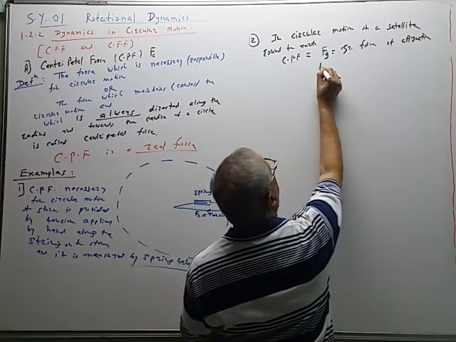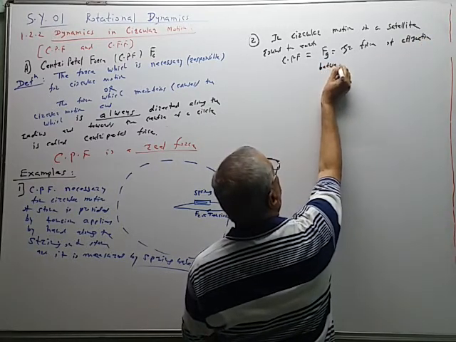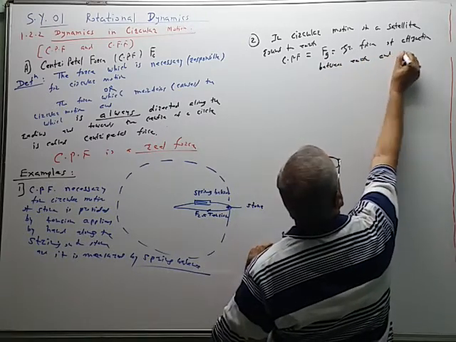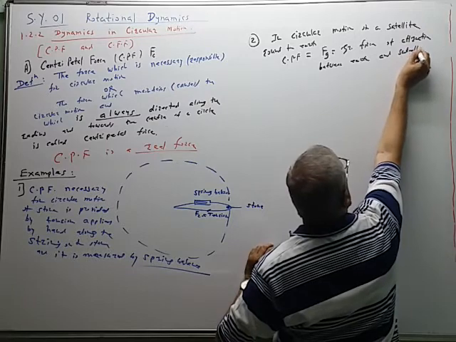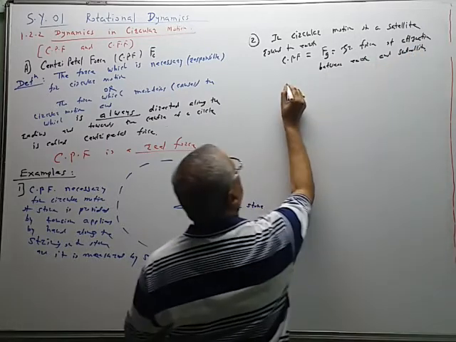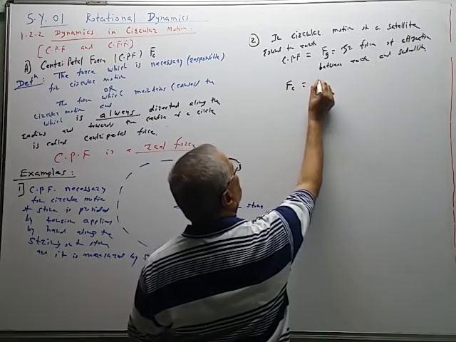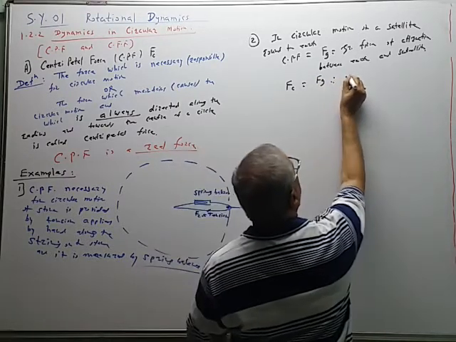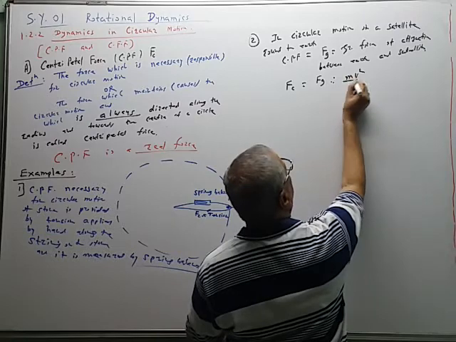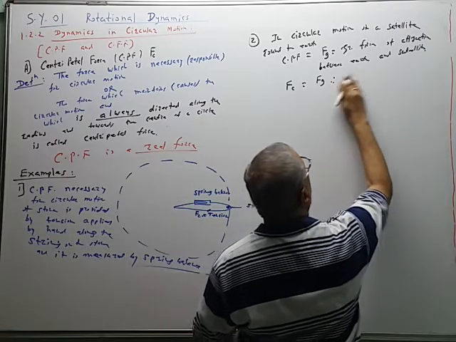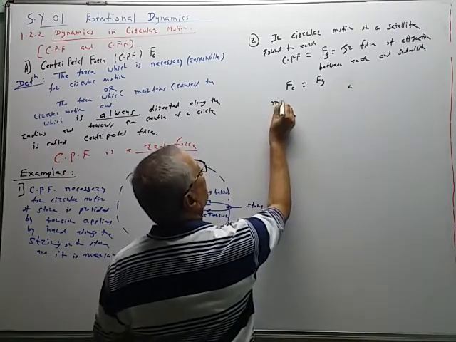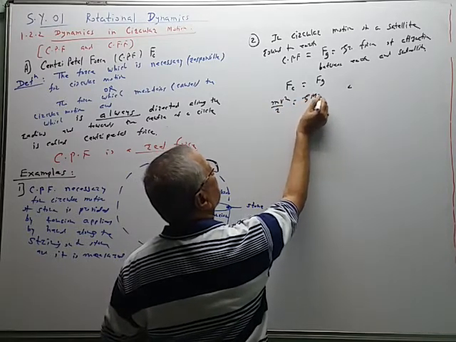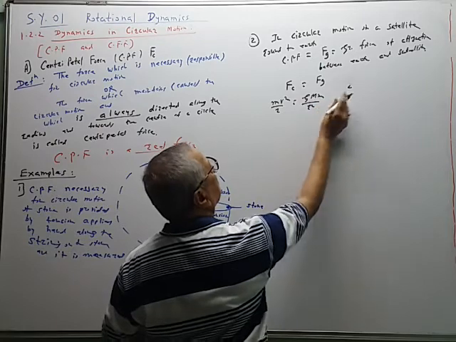between Earth and satellite. So centripetal force Fc is equal to Fg. Therefore, mv square upon r is equal to GMm upon r square.